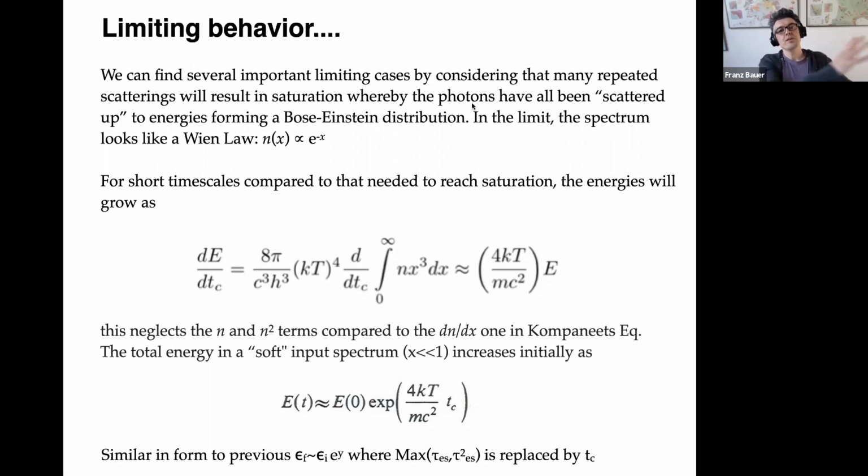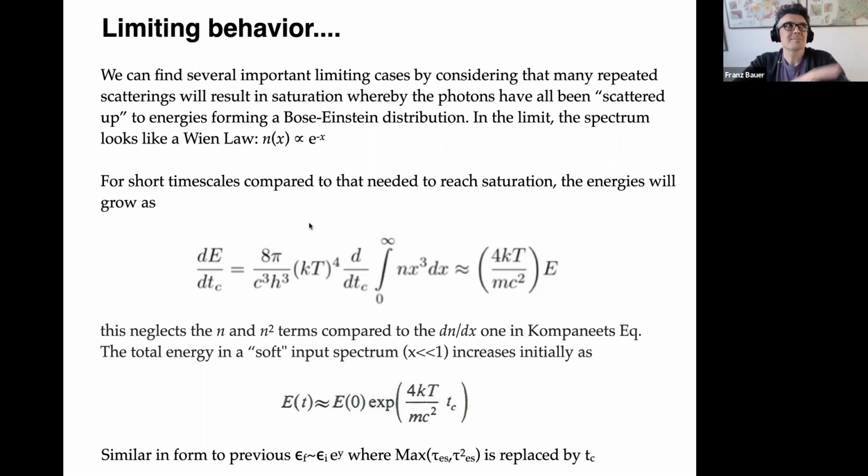And so you get this pileup, and you get a huge boost of photon energy, which looks sort of like a black body peak. You have one side, which is where they're all piling up from, and then you have the other side, which is the exponential decay. And so in this limit, the saturated spectrum will have a high frequency end, which will look like a Wien law.